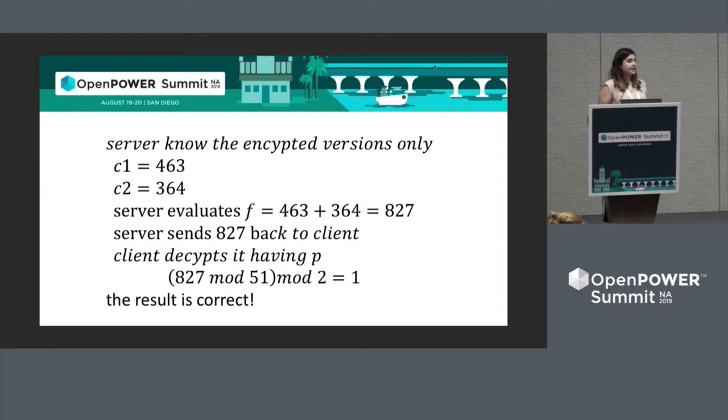Now what the client has to do is decrypt it to the value it wants. The client is still going to use the key 51 to do so. So let's see, 827 mod 51 mod 2 gives out 1, which is the exact result that we were hoping for. This shows that the scheme works for addition function evaluation. And trust me on this, it's going to work on multiplication and any polynomial also.